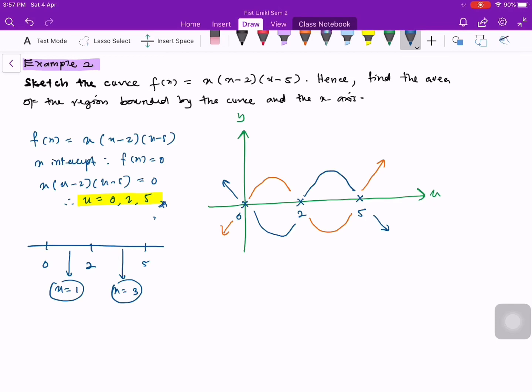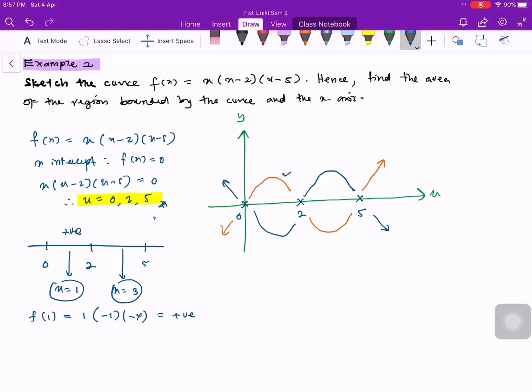So kalau dia positif, bermaksud graf kita akan ambil yang berada di atas. Kalau dia negatif, bermaksud kita akan ambil yang di bawah. Okay, so let's start with f1. Okay, so kita akan gantikan 1 dalam function fx. So kita akan dapat 1 times with 1 minus 2 become minus 1, and 1 minus 5 become minus 4. Okay, so which is we are going to have, so this one is 1 minus 2 is minus 1. So we are going to have 4, which is a positive value. Okay, so kita akan dapat positive value.